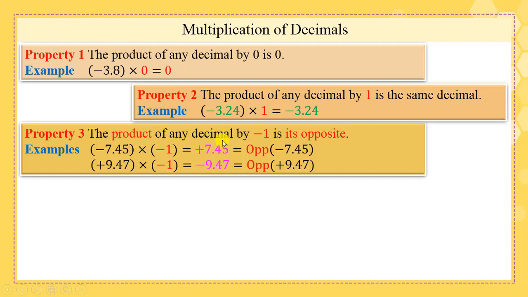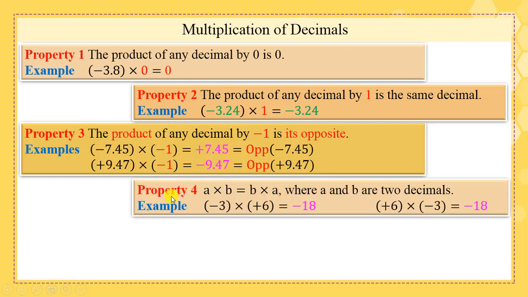Property 3. The product of any decimal by negative 1 is its opposite. Let's see the examples to understand the property. Negative 7.45 times negative 1. They have the same sign. The product is positive. 7.45 times 1, 7.45. So we get the opposite of negative 7.45, which is positive 7.45. The same as positive 9.47 times negative 1 equals what? The opposite of positive 9.47, which is negative 9.47.